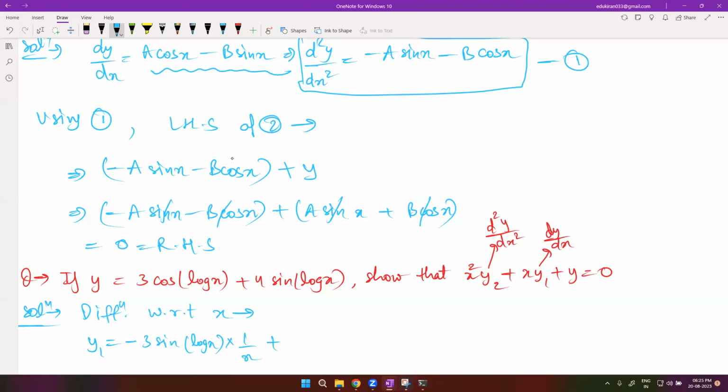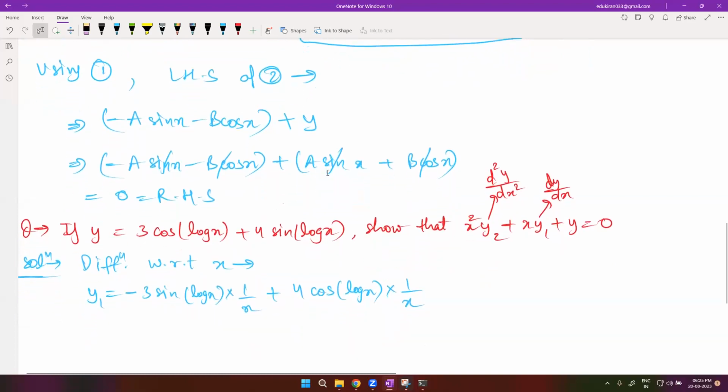Plus, this would be what? This would be 4 cos log x. First we will differentiate sin and then we will move on to log x, which would be 1 by x. Right? Chalo. Now, how to handle these things smartly?